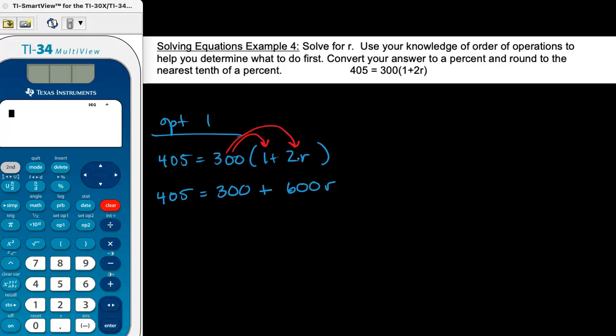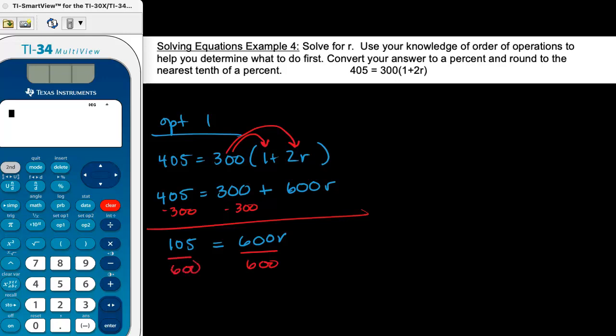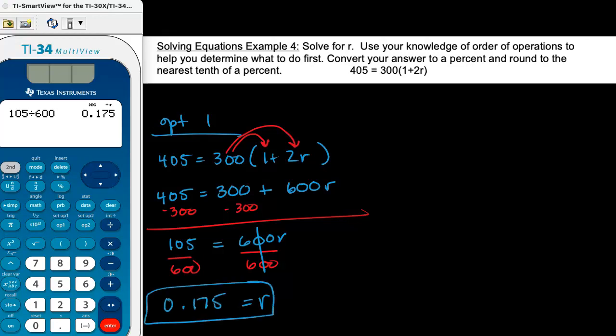And so then we can solve this just like our other equation. I'm going to subtract 300 from both sides, and that gives me 105 on the left and then 600r on the right. And so then I could divide both sides by 600. The 600s cancel out, and then I get 105 divided by 600. And I get an answer of 0.175 for r.